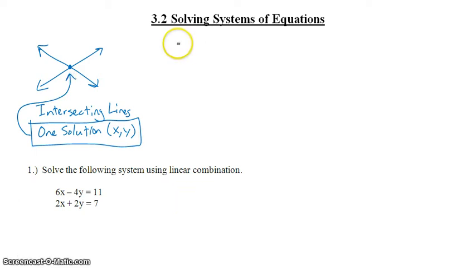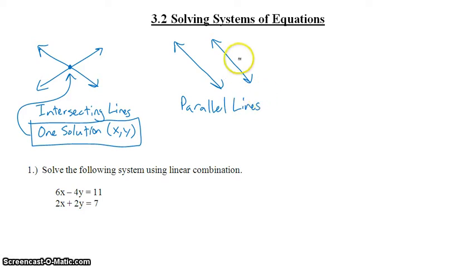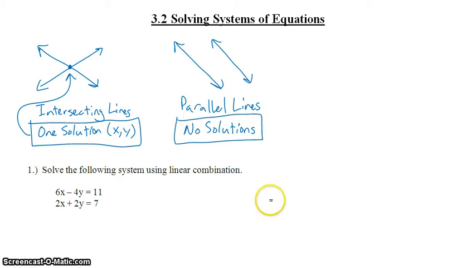Another way lines could relate to each other. If I have two lines that never intersect, I end up with parallel lines. If you think of parallel lines as a system of equations, how many times do these lines intersect? Well, the answer is never. So this system actually has no solutions. There are no ordered pairs that make both equations true.